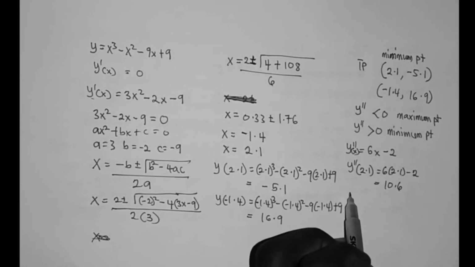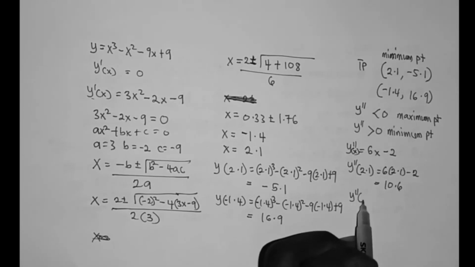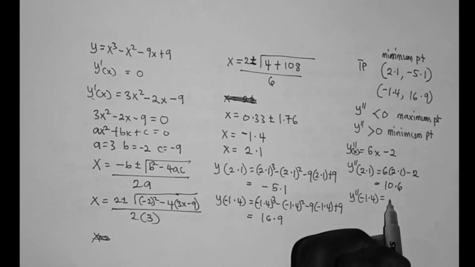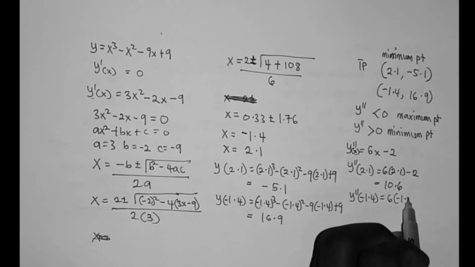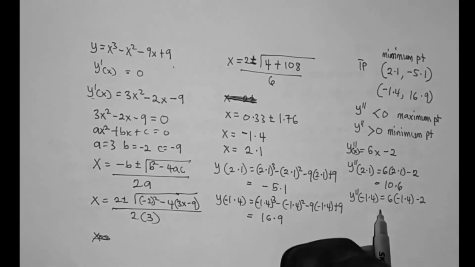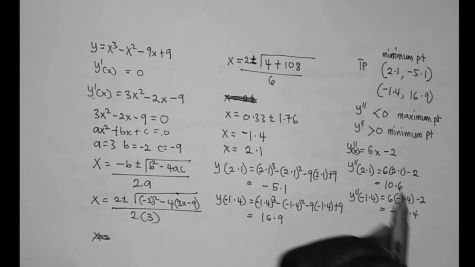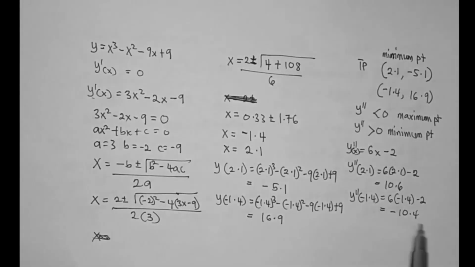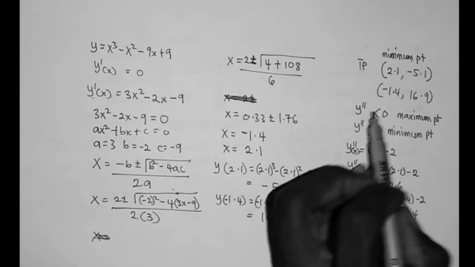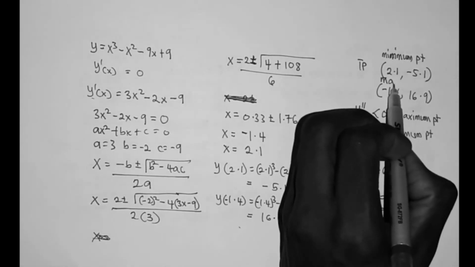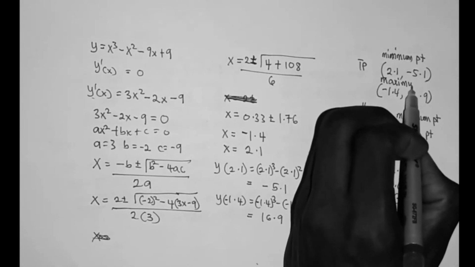Let's also find y prime prime of minus 1.4. This is equal to 6 times minus 1.4 minus 2, and that is equal to minus 10.4. So it means that minus 10.4 is less than 0. So this point, minus 1.4 and 16.9, is a maximum point.